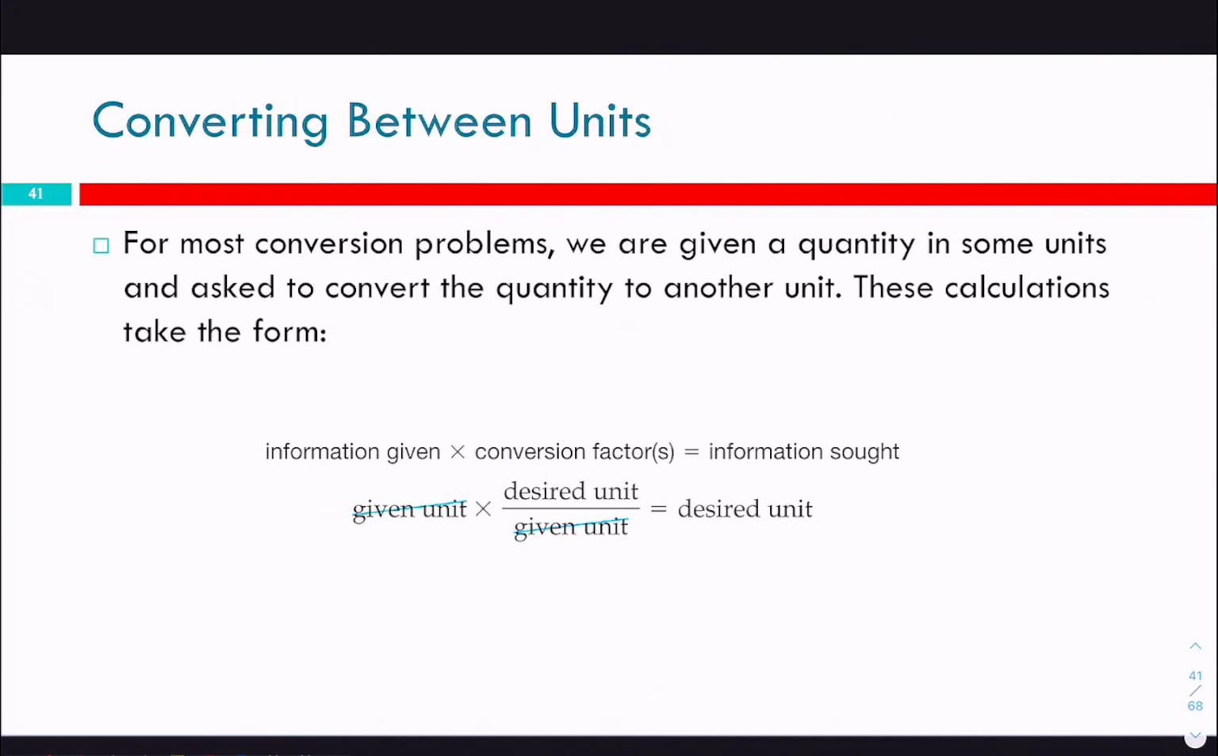For most conversion problems, we're given a quantity with some units and asked to convert that quantity to another unit. I don't think I ever wrote it out like this, but we have our given unit. That's what the question's giving you. You then have your conversion factor, which is going to be made up of two different types of units. One of those is the unit you're given, or the unit you're trying to remove. The other one is your desired unit, what you want to convert into. The result of multiplying this together is that the given units cancel out, and you're just left with desired units.